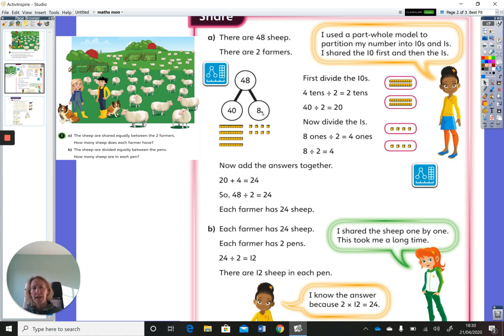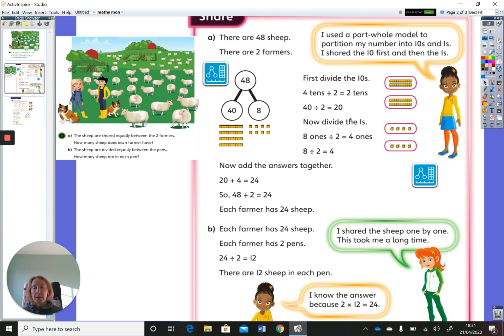So 4 tens divided by 2. The 2, remember, is representing the farmers. Another way of saying 4 tens, of course, is 40. 40 divided by 2 equals 20. And over on the right here, hopefully you can see by this girl with the speech bubble quite clearly how she's done that. She's used that Dienes equipment just to represent it.